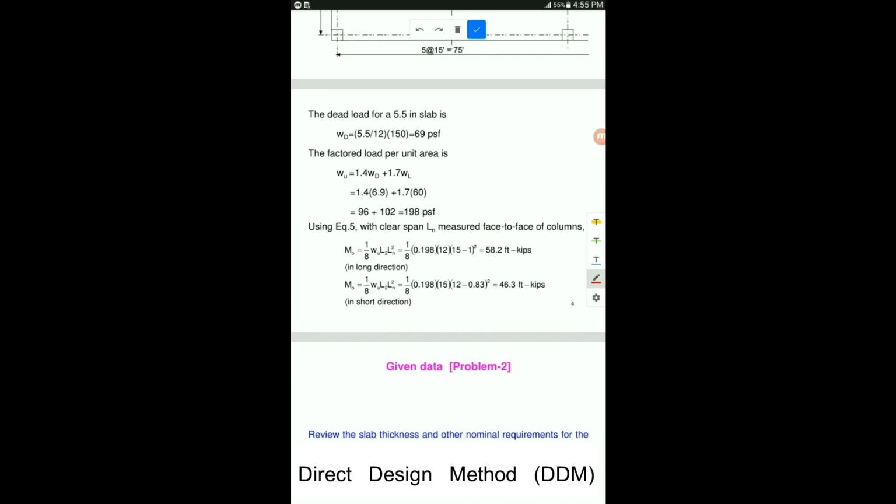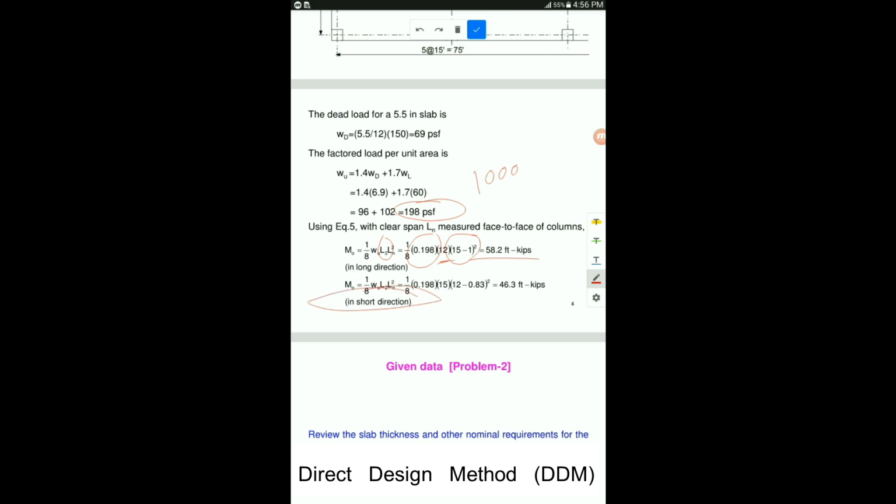See, 1/8 Wu, this is the total factor load. This has been divided by 1000 in order to convert into ksf. Multiply by L2. L2 is 12, what we have discussed. For Ln, we have to subtract 12 inches or 1 foot from 15 feet. So it has been done here. The total factor moment in the long direction will come out to be 58.2 ft-kips.